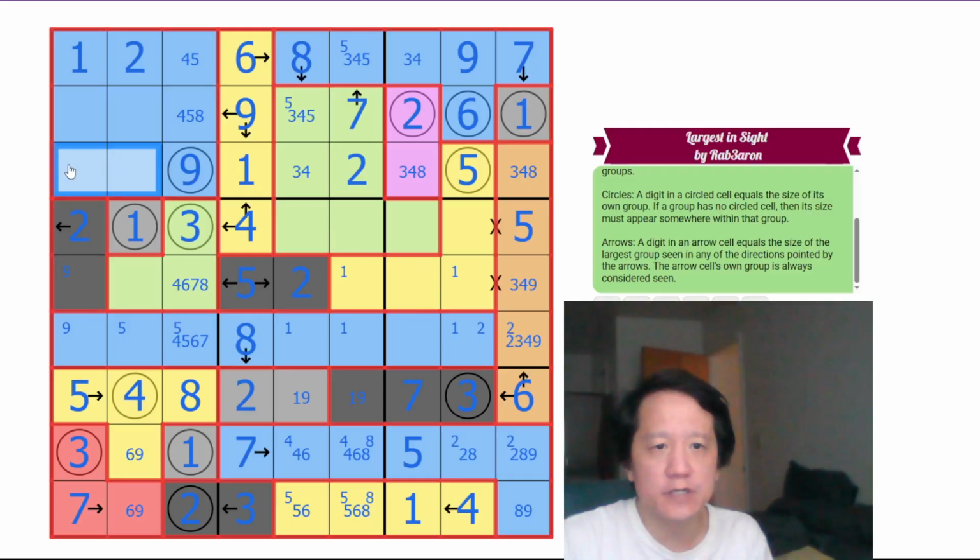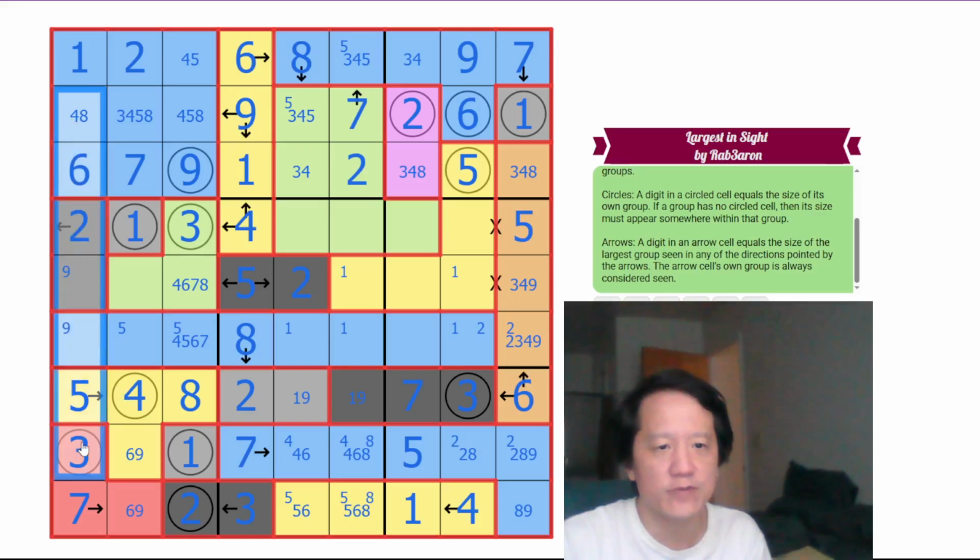The remaining digits here are 6 and 7. This can't be 7 because of 7 in the column. So this is 6 and that's 7. Remaining digits here are 3, 4, 5, and 8. And this can't be 3 or 5 because of 3 or 5 in the column. So this must be 3 here.